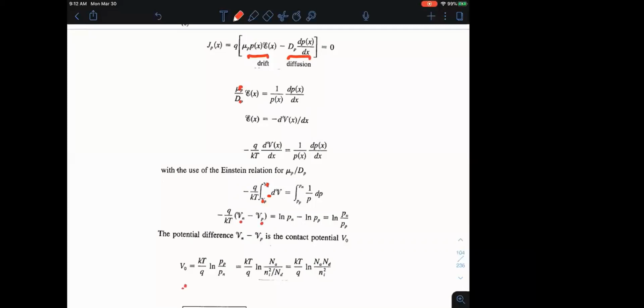And we're able to prove that V naught is equal to KT over Q, which is 26 millivolts at room temperature, times log of the majority carrier concentration on the P side over the minority carrier hole concentration on the N side. You could also write that in terms of the electron majority carrier concentration divided by the electron minority carrier concentration on the P side. So if I have the P sub P on the P side, that's given by Na. P sub N on the N side is given by Ni squared over Nd. So that's how you come up with this final expression over here. Okay, so that was the first way we calculated the built-in junction potential V naught.